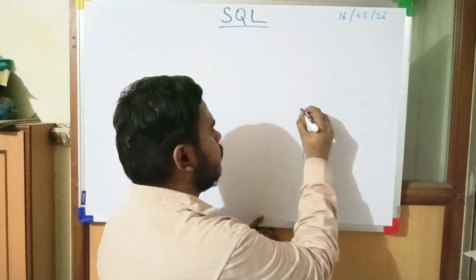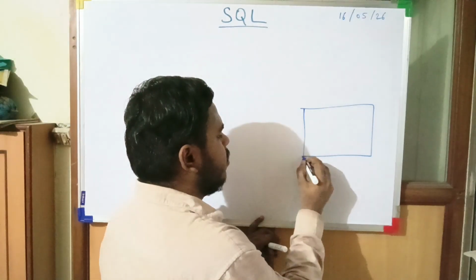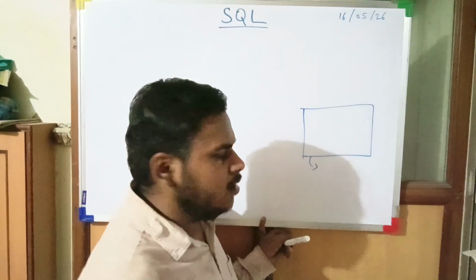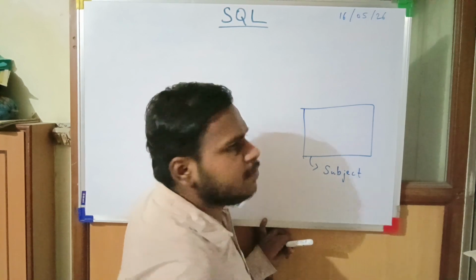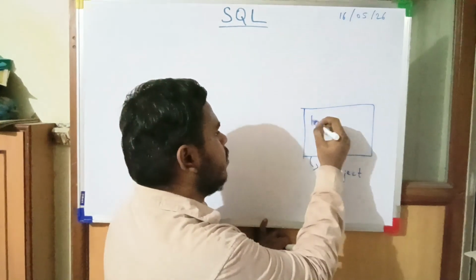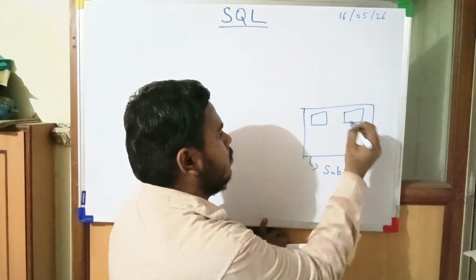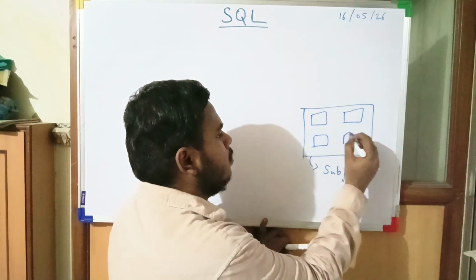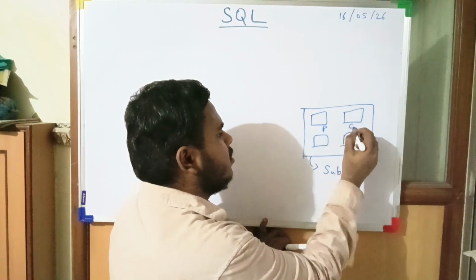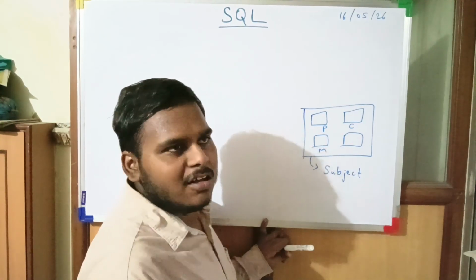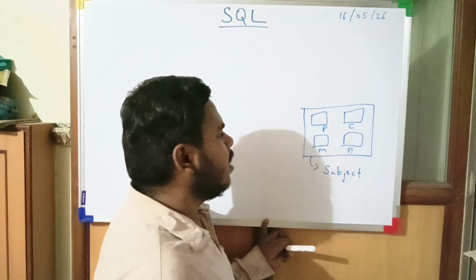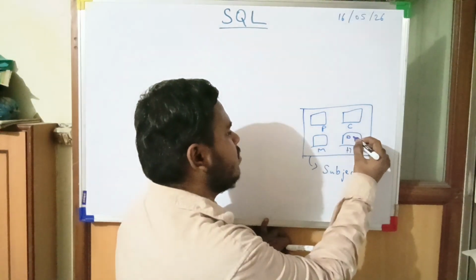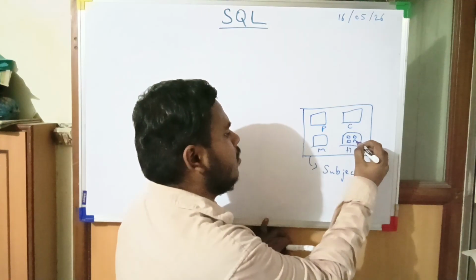The name of the folder is subjects. Inside the subject folder there are some further subfolders, let's say physics, chemistry, maths, history. These subject folders are there. Inside each folder, student files are there. In those files, the marks of the students are there.